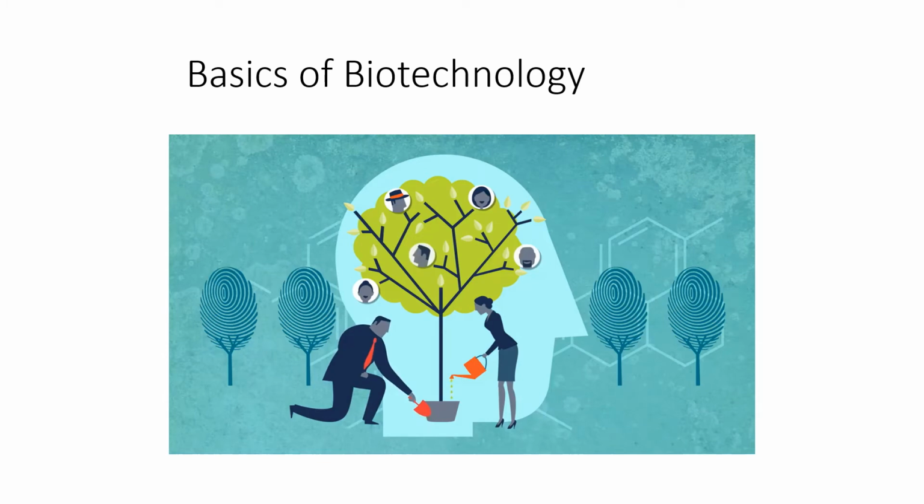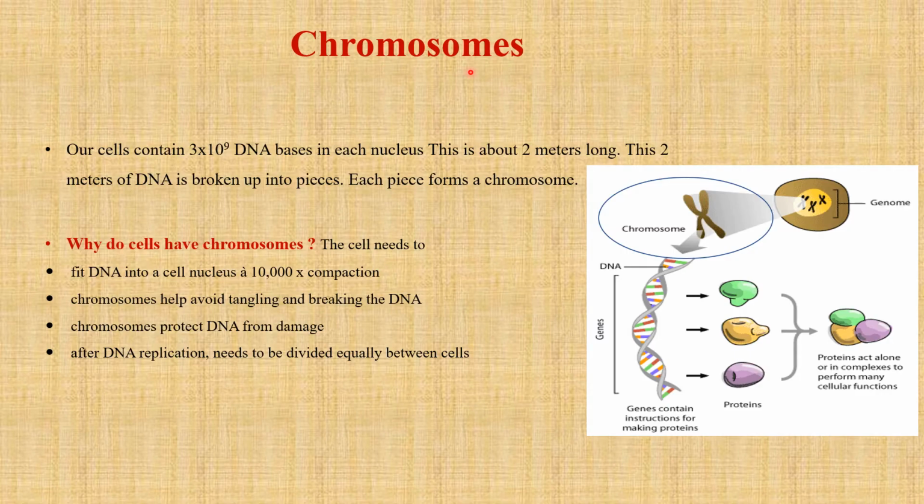In this tutorial, I am going to talk about chromosomes. A chromosome is a thread-like structure and it is made up of DNA. Our cell contains 3 into 10 to the power of 9 DNA bases in each nucleus. This is about 2 meters long. See, this is a chromosome structure and it is made up of DNA.